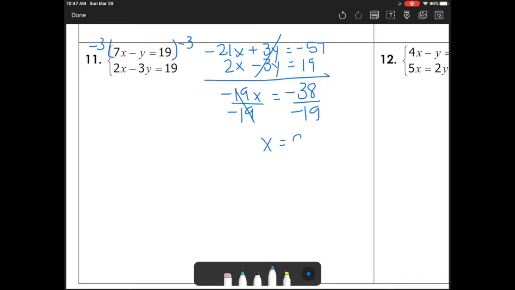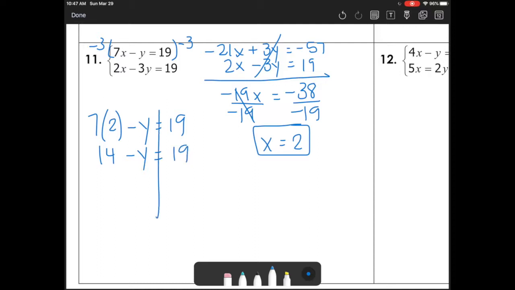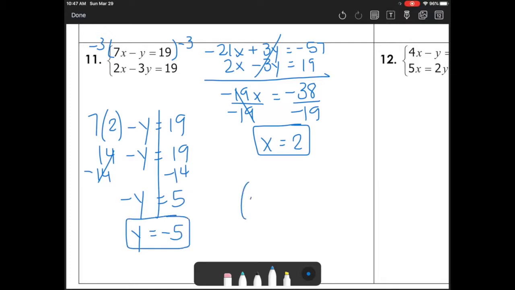All right. Now I can take my 2 and substitute in either equation. I'm going to go to the first one. 14 minus y equals 19. Subtract 14. Negative y equals positive 5, which means positive y equals negative 5. It's the opposite. So 2 comma negative 5. Okay. And number 12.